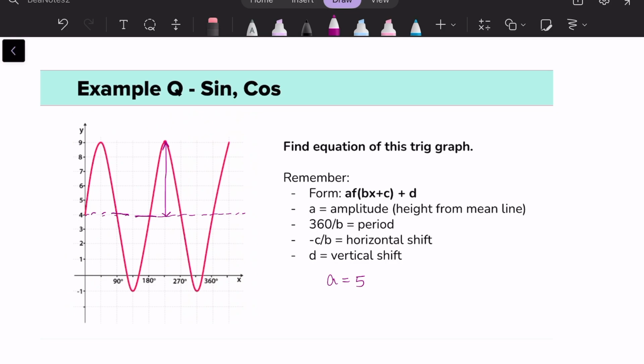Another really obvious thing that you can tell is that d is the y-coordinate of the mean line, right? So that means d equals 4, because it's the vertical shift. It's been shifted up by 4 units. Remember how we said that 360 on b is the period? So in this case, the period from one peak to another peak is 180, which means that 360 on b equals 180, so b equals 2.